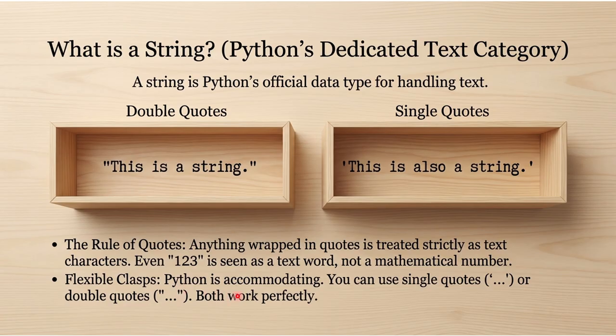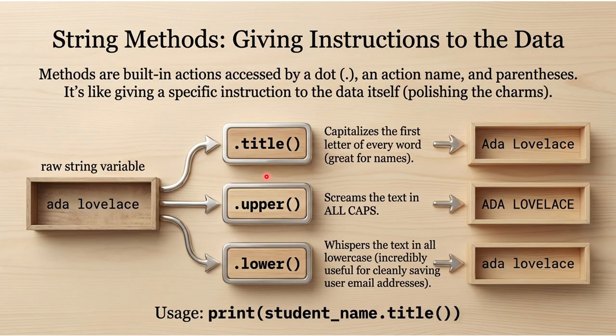So now flexible clasps. Python is accommodating. You can use single quotes or double quotes. Both work perfectly. What does it mean? You can use single quotes or you can use double quotes. The only thing you have to take care of is that whichever quote you start with, you have to end with that same quote. You can't start with a double quote and end with a single quote. That will cause a crash, the interpreter will throw you an error. So now let's move on to the next slide.